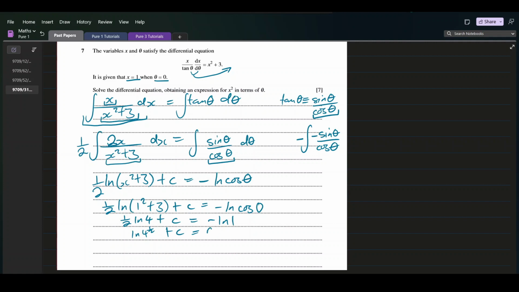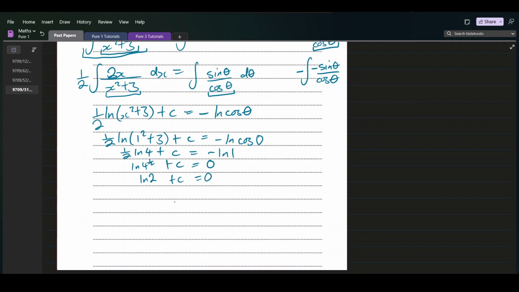ln 1 is equal to 0, and then ln root 4 is equal to ln 2 plus c. And so that means c is equal to negative ln 2. Now let's go back to our equation. So that's half ln (x squared plus 3) minus ln 2 is equal to negative ln cos theta.